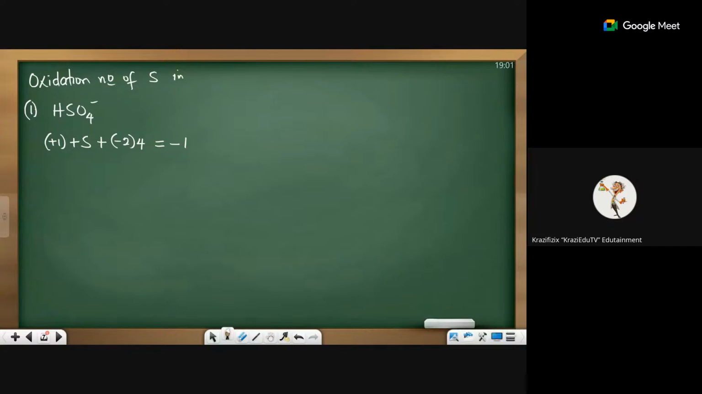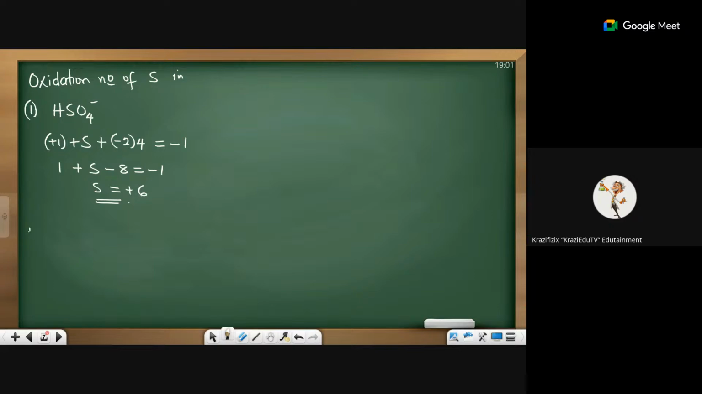Compound ion, point number 8. So what do we have? 1 plus S minus 8 equals to negative 1. 1 minus 8 is what? Negative 7. If we move that negative 7 over to that side, it becomes what? Positive. 7 minus 1 then gives us what? Positive what? 6.